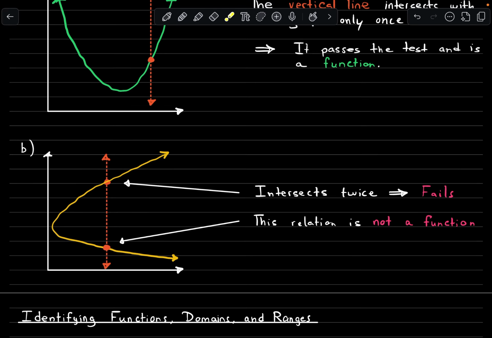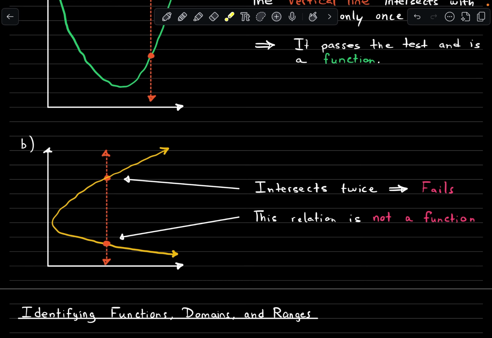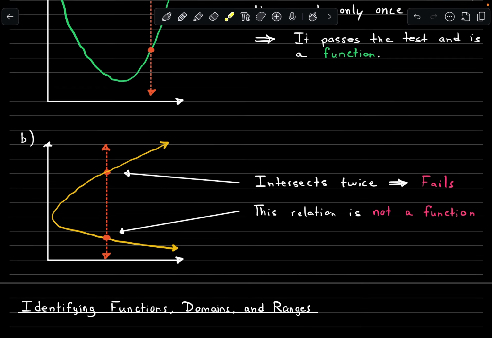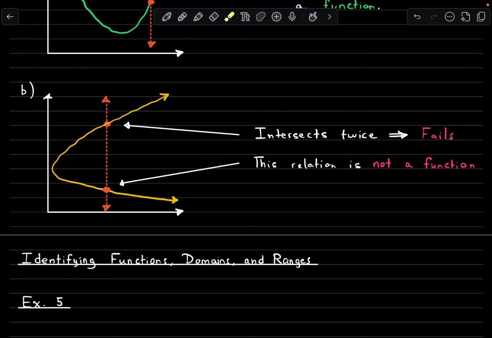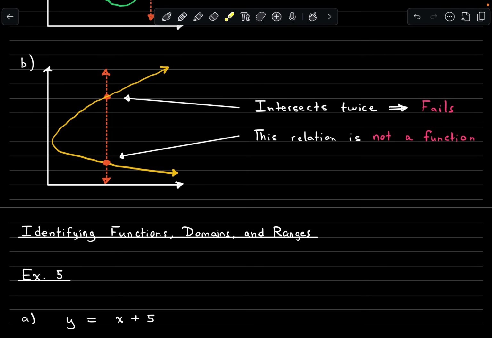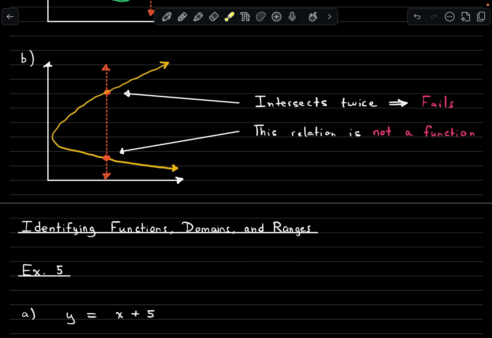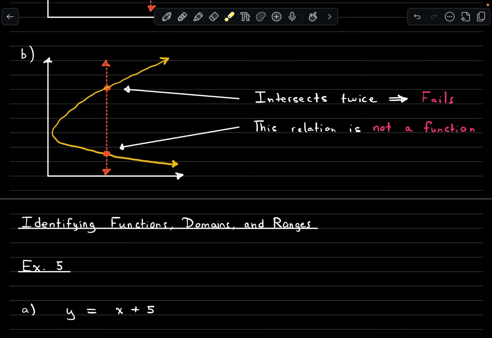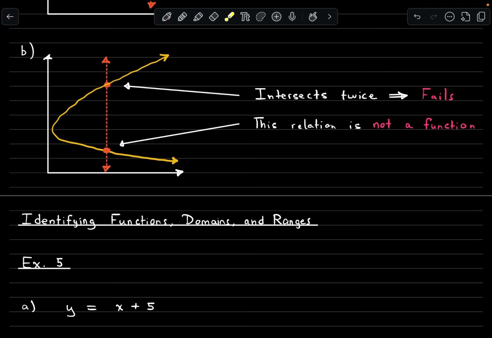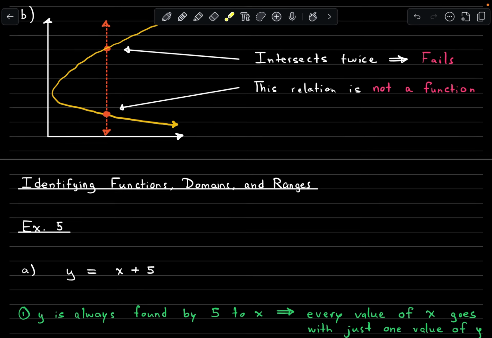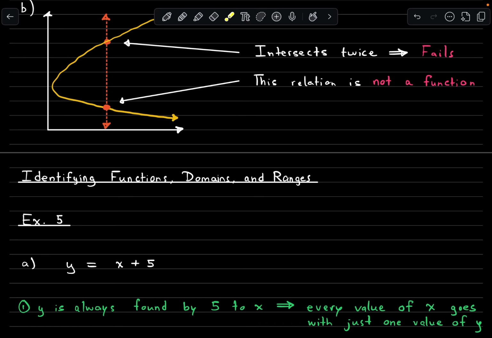Next, let's see if we can figure out functions, their domains and ranges just from looking at the equation. So we've got y equals x plus 5, first of all, to start off with. The first question is, is this a function? Well, y is always going to be found by just adding 5 to x. So for every x value that we put in, we're just going to get a single y value. It's just going to be 5 more than that.